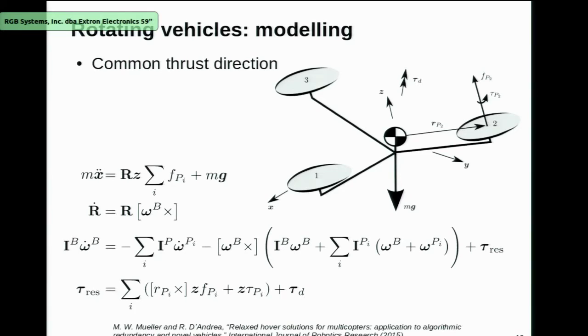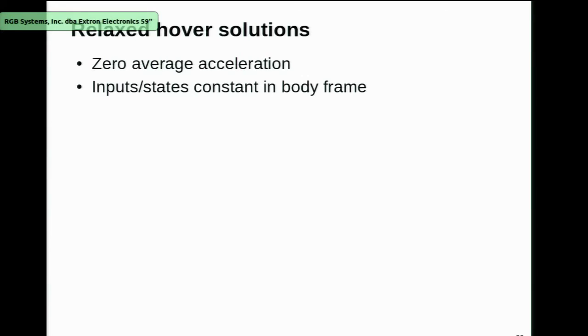So I said you can hover with one propeller. Of course, implicit in that is my definition of hover, which I now want to share with you. When I say hover, I mean the vehicle is approximately standing still. If I'm standing on the ground, on average, it's not accelerating away. And from the vehicle's perspective, everything is constant. So the vehicle is really seeing constant state while it's hovering.